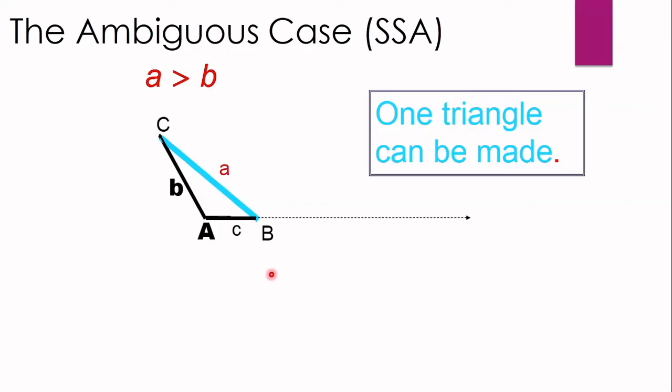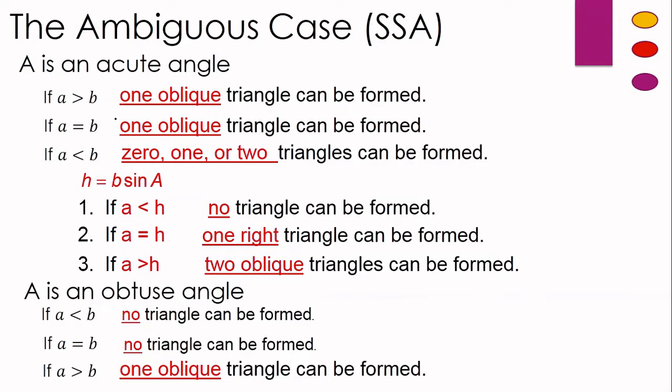So if A, let's write, if A is greater than B, then there will be one oblique triangle that can be formed. Okay, so this is what we will remember. We have the first one, you have to remember if A. What you will look at first is the given angle. Is the given angle an acute angle or an obtuse angle? Then you have to compare the opposite side of the given angle with the other given side. If it is greater than, equal, or less than, then these are the possibilities.